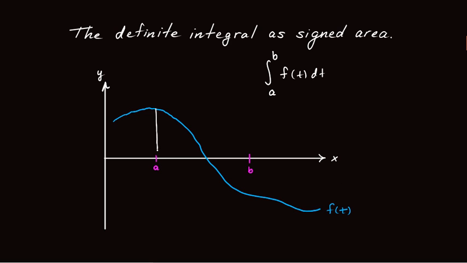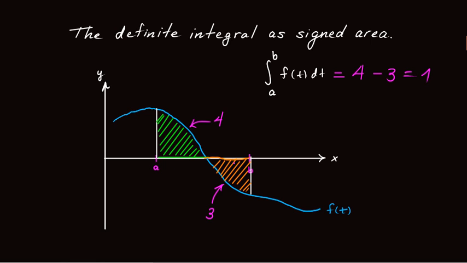Well, that's the area between a and b, but during this time between a and this point, I'm above the x-axis, so I count this area positively. And then after this point, I start dipping below, and so this part is counted negatively. So for example, if this is an area of 4, and this orange area is 3, then the actual integral is plus 4 minus 3, which is 1. So there's some cancellation here.